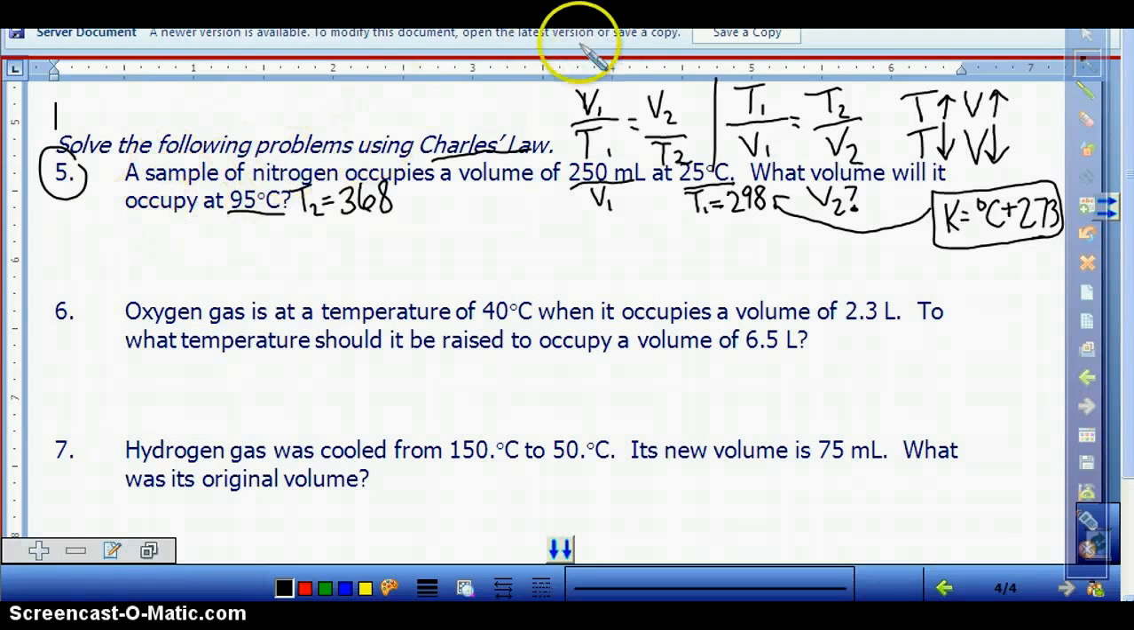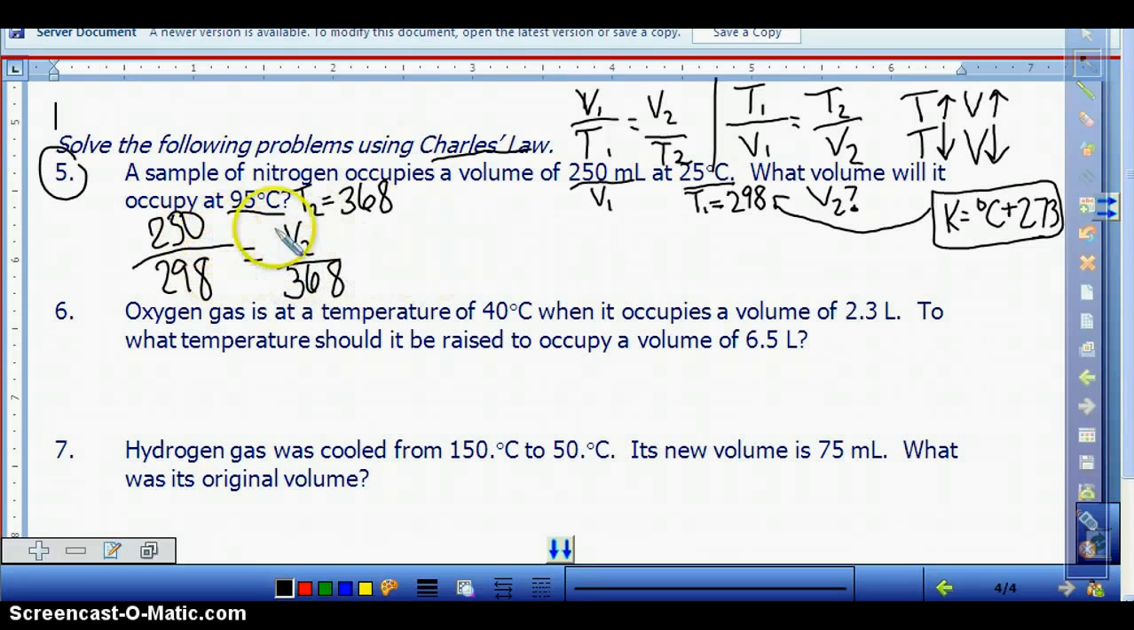So we've got, we could follow the first one here, V1 250 over T1 298 equals V2, remember that's what we're solving for, over T2, which is 368.